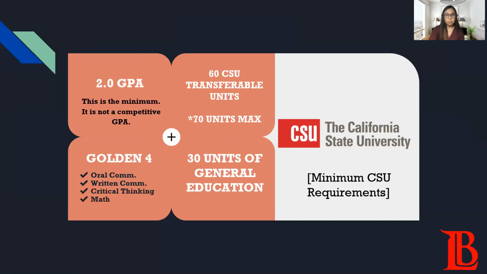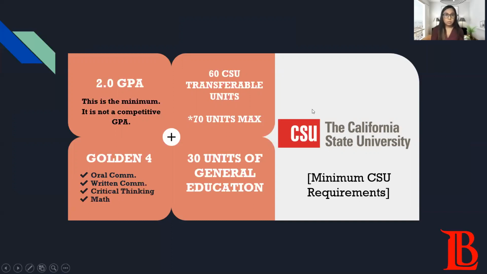For example, Cal State Long Beach is a university in which all the majors are impacted, which means that the minimum GPA will not be 2.0, it will be higher than that. On the other hand, Cal State Dominguez Hills is a university that is not impacted, which means that the minimum GPA will be 2.0. So I just want you guys to be aware that depending on the school, and whether some majors are impacted or not, the GPA will change.